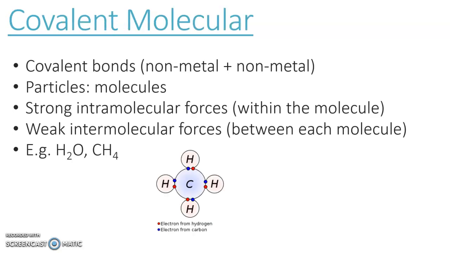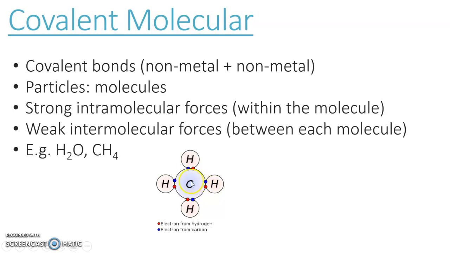Firstly, covalent molecular. This is between a non-metal and a non-metal. Example here is methane. So what we see is a carbon bonded to 4 hydrogen atoms. What's happening here is the electrons are being shared. If we think of the red electrons as being from the hydrogens and the blue electron being from the carbon. So carbon has 4 electrons in its valence shell. Hydrogen has 1 electron in its valence shell.